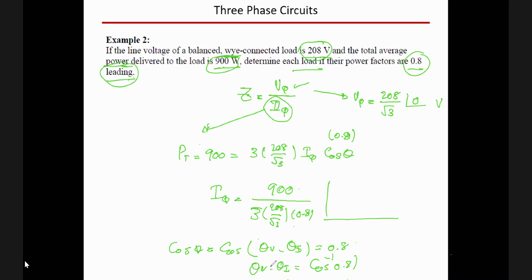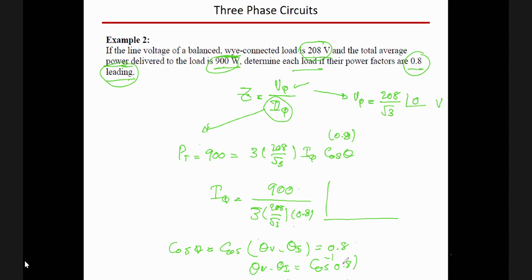Yes, go ahead. Can we find I phase, which will be equal to I L in this case because it is Y connected, right? How can we find it? From the power, but no need to divide by square root of 3. Just find the 120, it's enough, right? Yeah, but you don't know the impedance. This is the point here. We need to find the impedance.